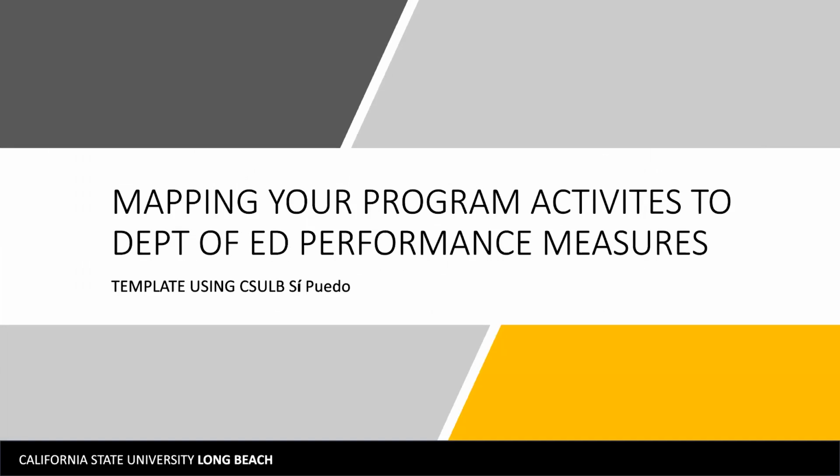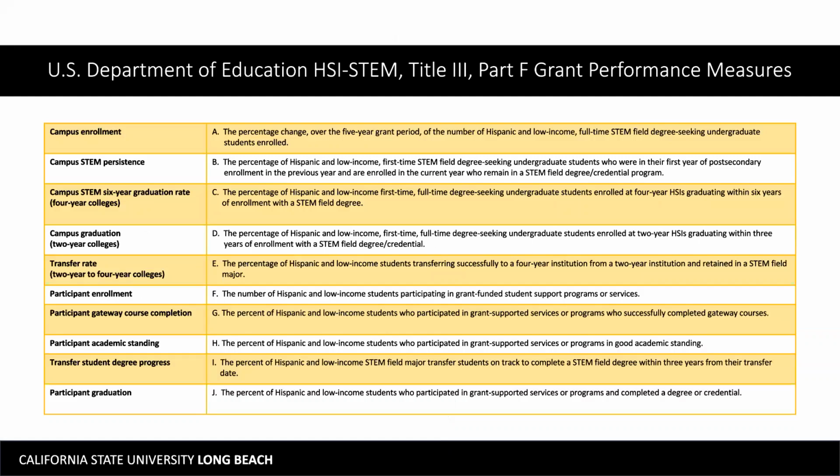Now let's take a look at the CEEE template you can use to map your program activities to the U.S. Department of Education performance measures. First, let's take a look at the 10 HSI-STEM Title III Part F performance measures labeled A through J. A handout with a list of these performance measures can also be found on the right-hand side of this webpage as well.